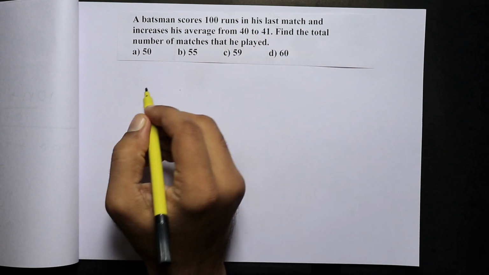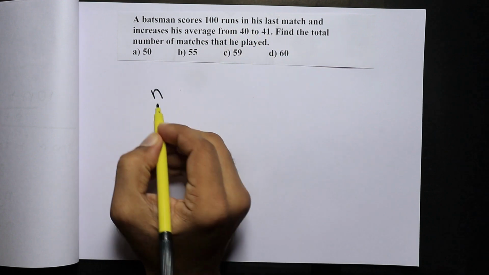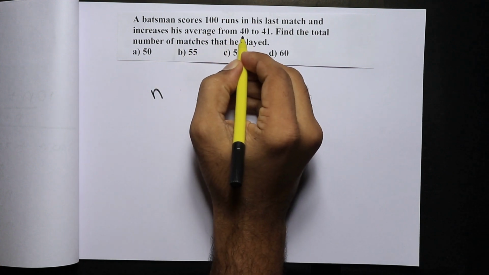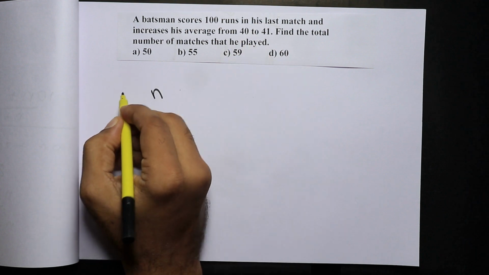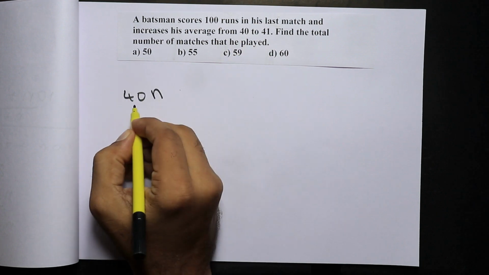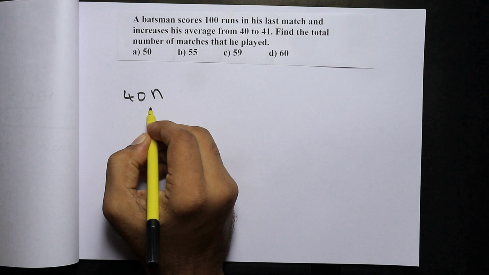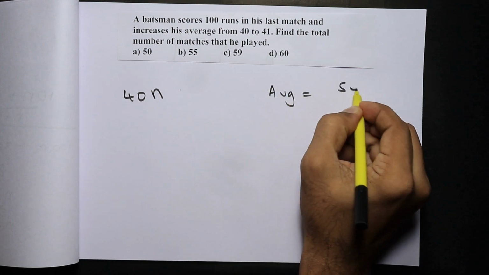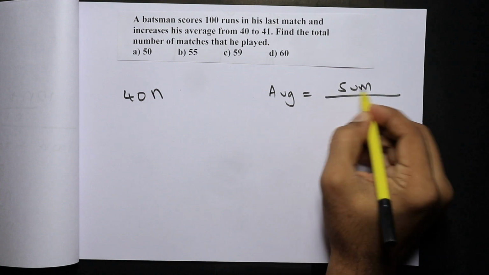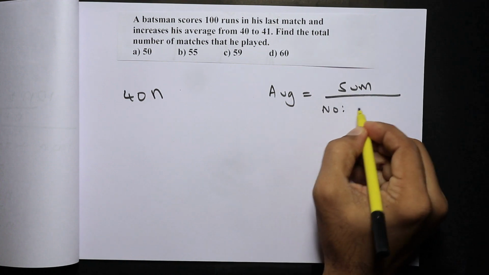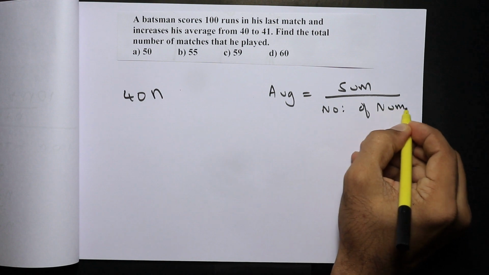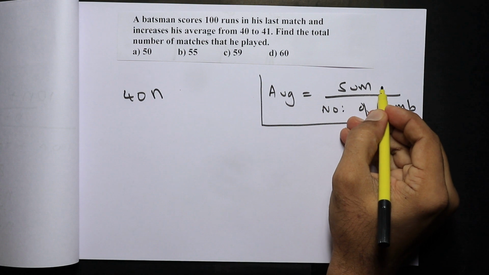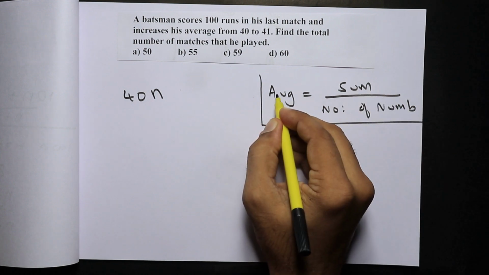So let us assume that initially he has played n matches and on an average he scored 40 runs. His average was 40. So 40n is the total that he made in the first n matches. That is, we have the basic formula: average is equal to sum of all the numbers divided by number of numbers. So this is a basic formula.